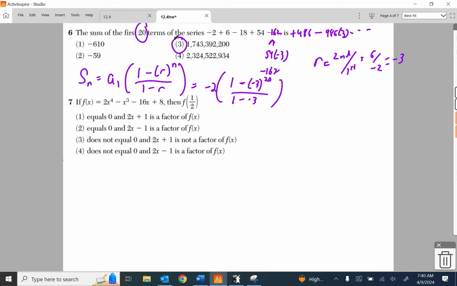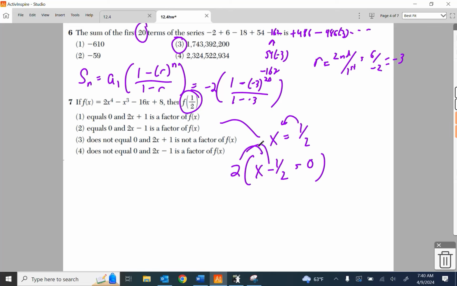All right, number 7. It says f of half, right? So let's talk about that. That literally says x is 1/2. We shift left. X minus a half is 0. And what we're going to do is we're going to multiply everything by 2 to make it look better. 2x minus 1 is 0. So, gone, gone.